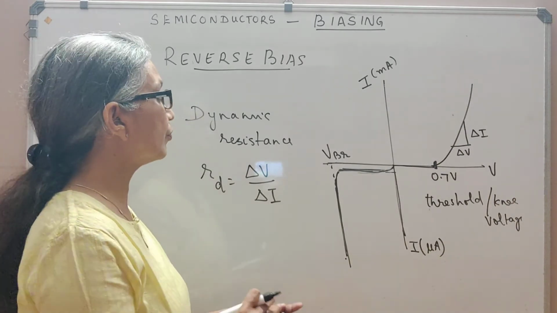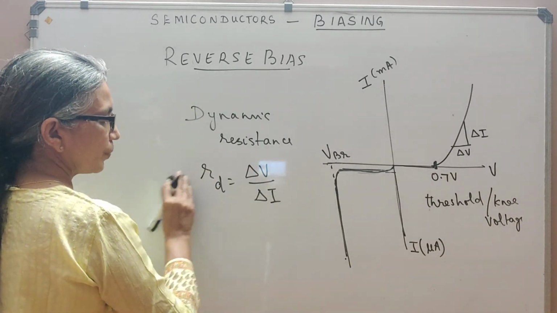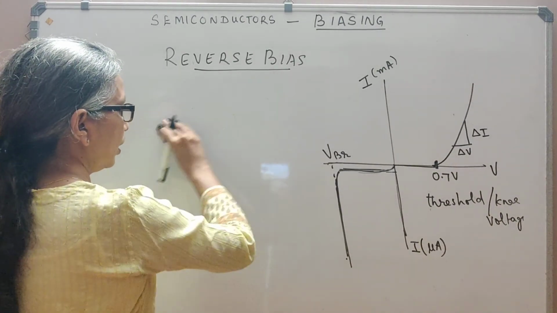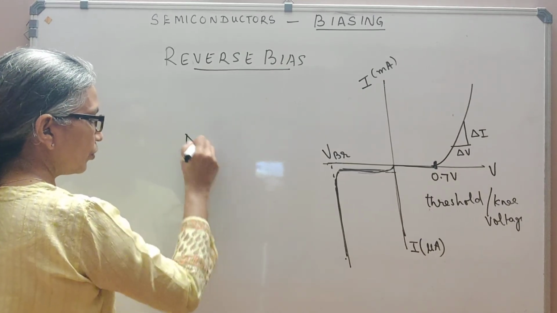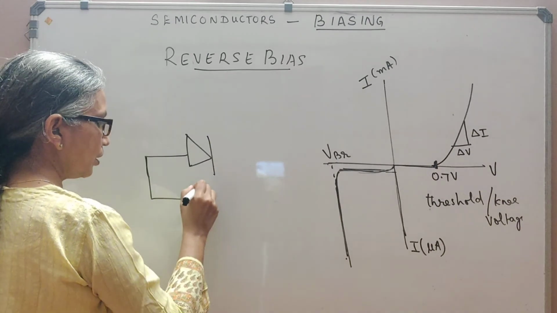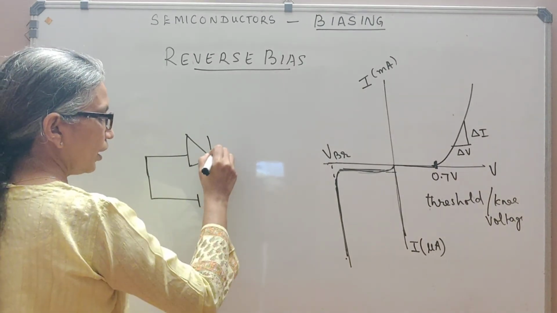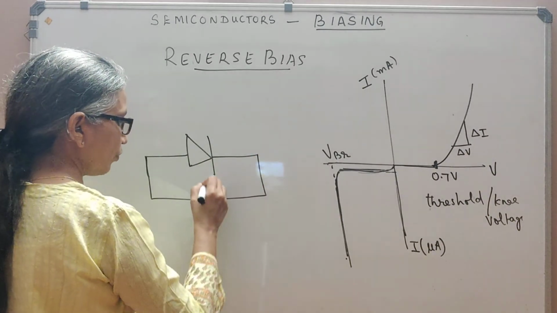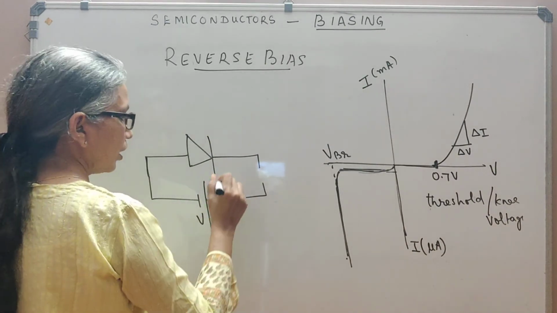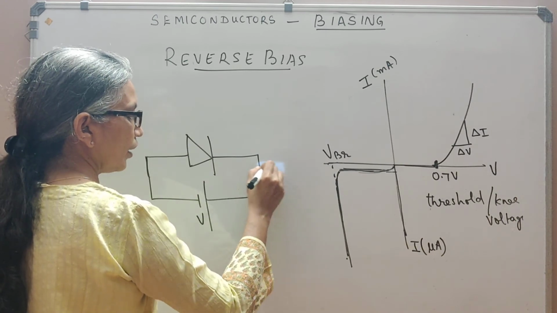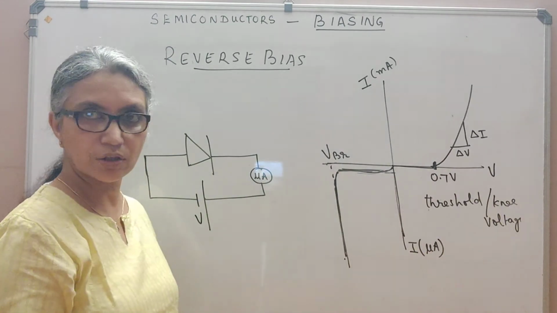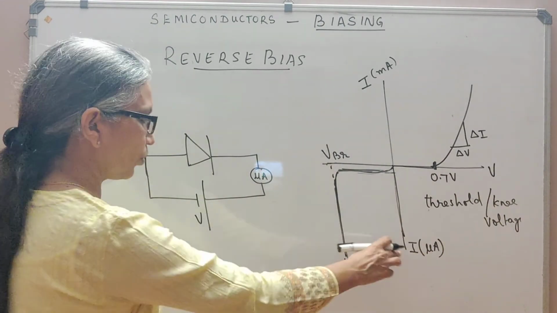So this is what we discussed under reverse biasing, and the circuit that you need to know from the textbook is as follows. You have your semiconductor diode with a PN junction. This P type is connected to the negative of the supply, and the N side is connected to the positive of the supply. To measure the current, we have a microammeter, because the reverse saturation current is due to minority carriers, a very small current in microamperes.